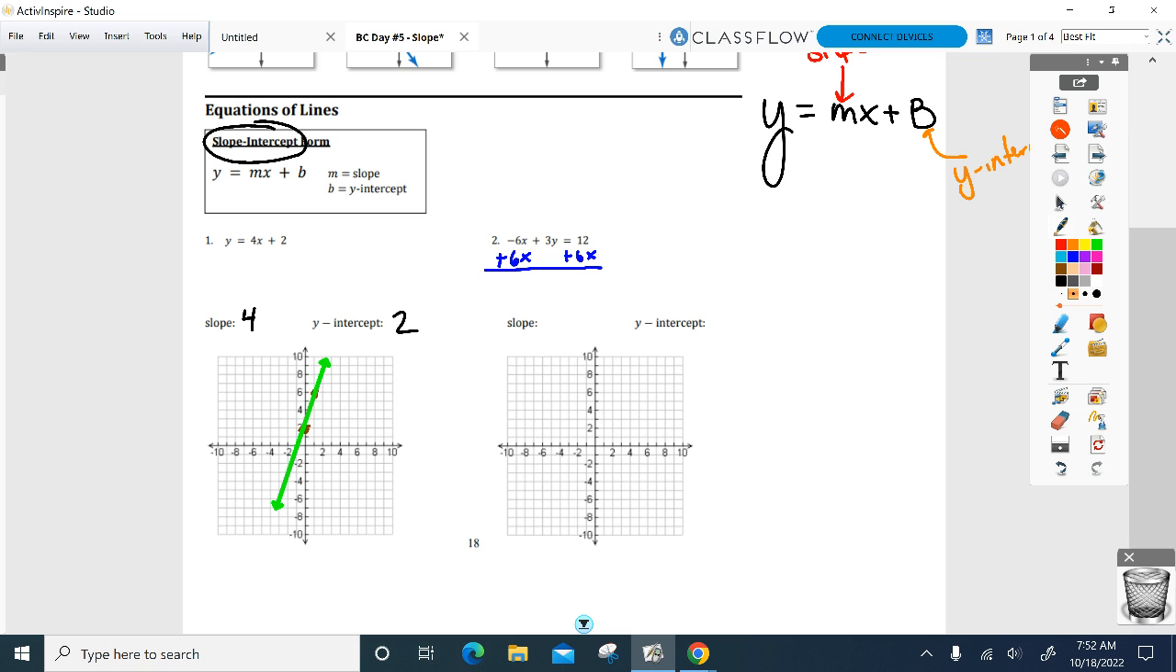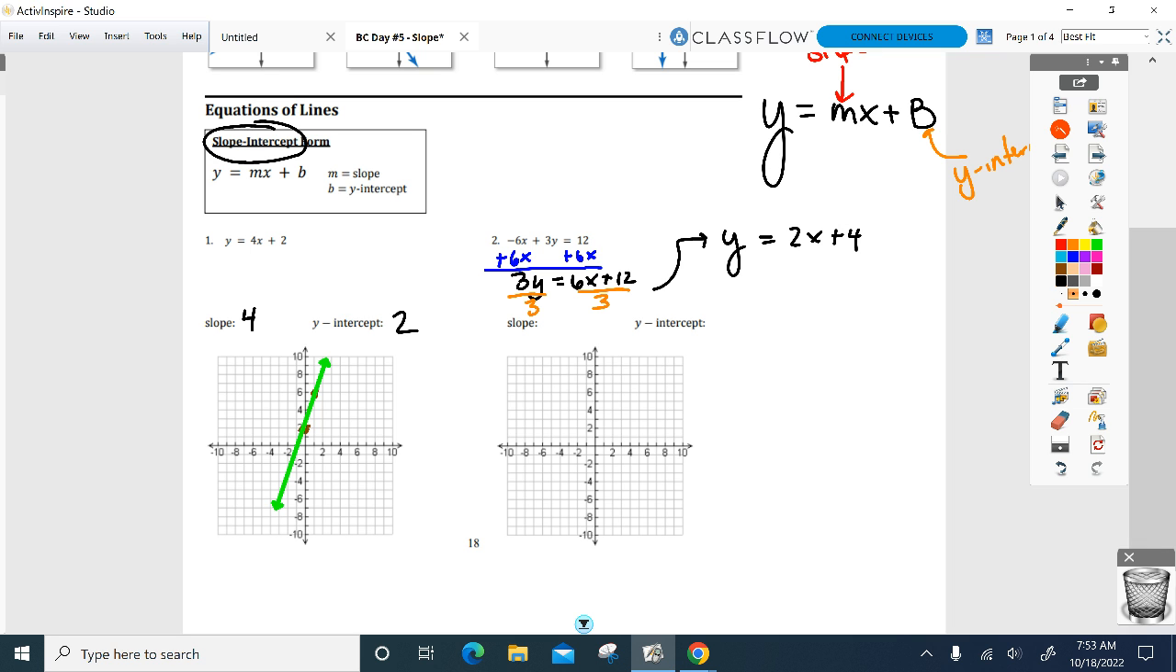So I have 3y. Can we write this in the right order too? 6x plus 12. 6x plus 12. And then getting rid of the 3, how do you want to do it? Divide by 3. Everything gets divided by 3. Everything. So I end up with y equals 2x plus 4. There we go.